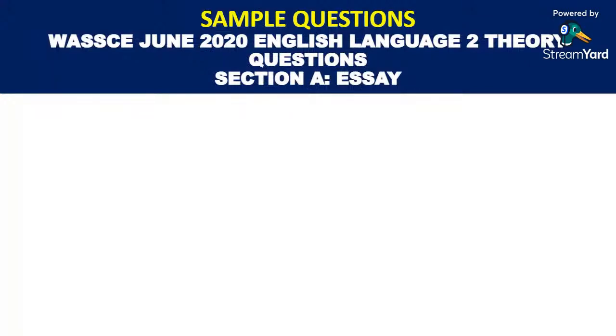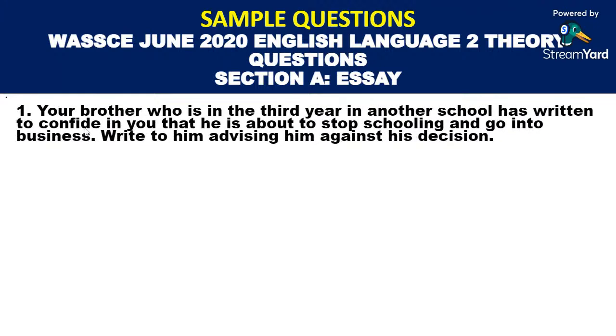So now let's look at sample questions. We are going to take these sample questions from the West African Senior School Certificate Examination of June 2020. Of course, these are the theory questions. That's where you have essay writing, and essay writing occupies Section A. In this particular year, the following questions were set.